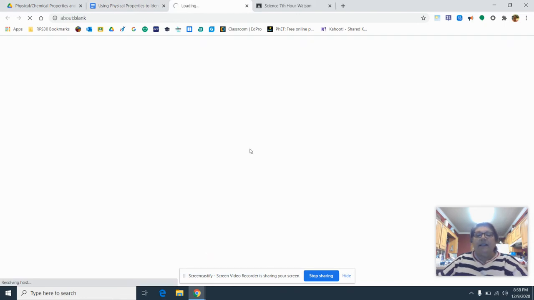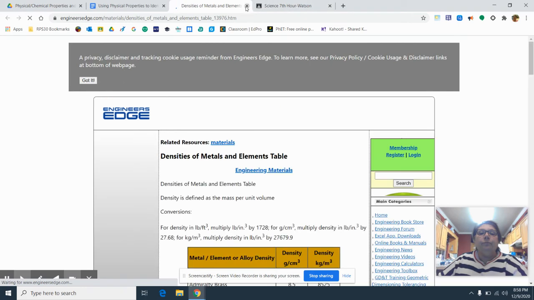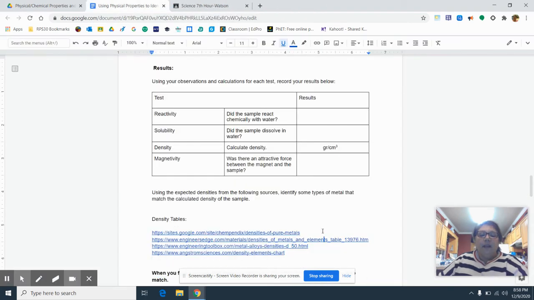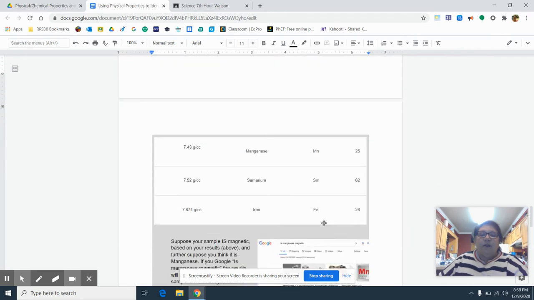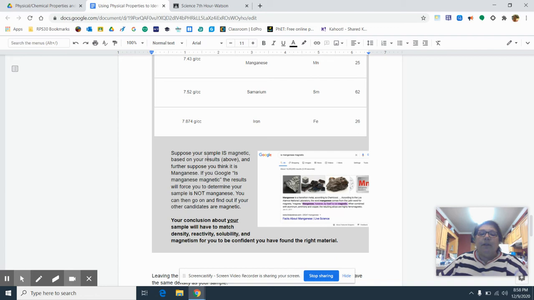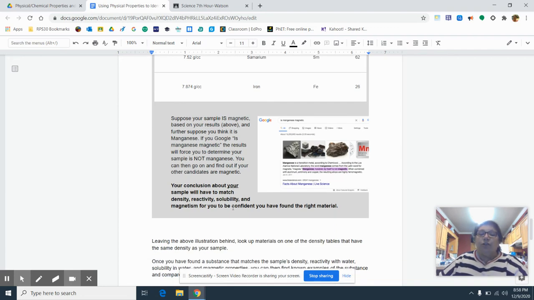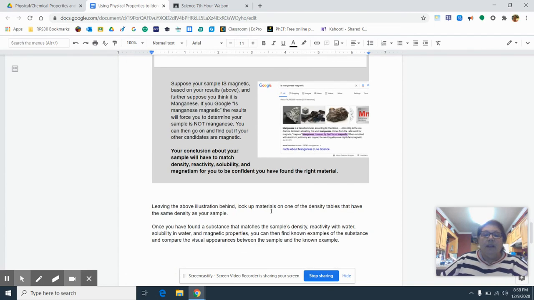So there's several density tables. That's going to narrow it down. Then after you find the density, well, suppose your sample is magnetic. You're going to have to get on Google and search, is aluminum magnetic? So you're going to have to get on the Google, as I call it, and actually read like this person did. Okay? They were searching magnesium. I'm sorry, that's manganese. Okay?